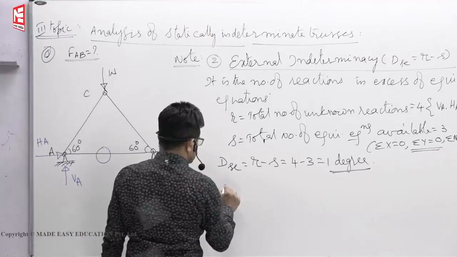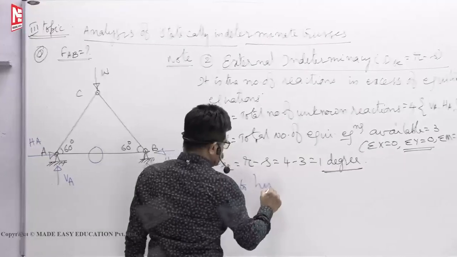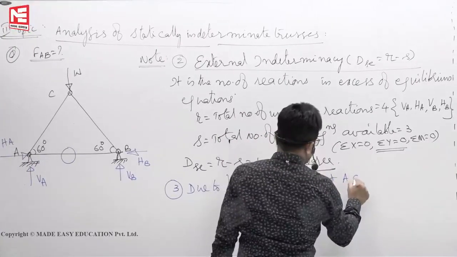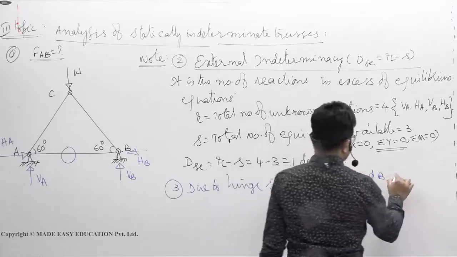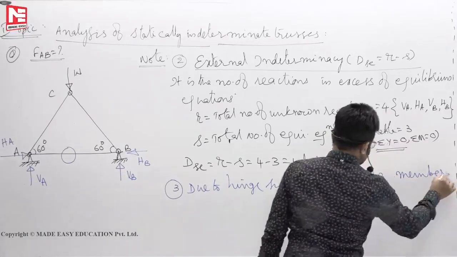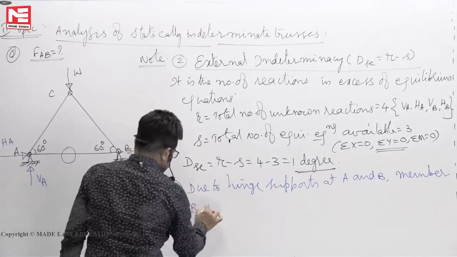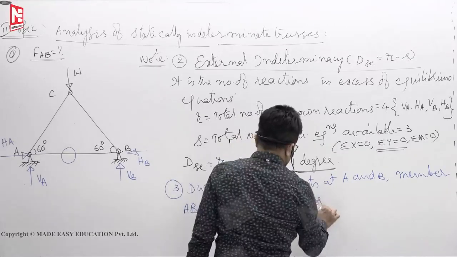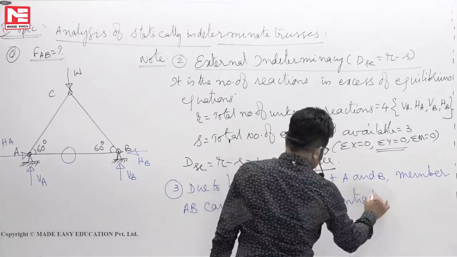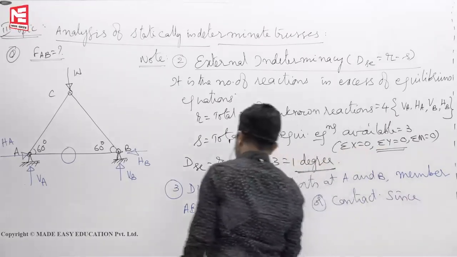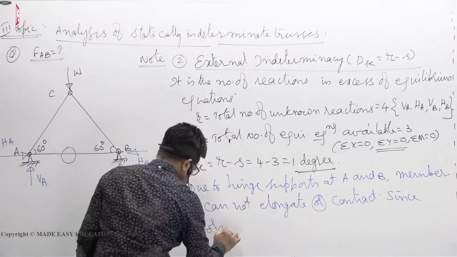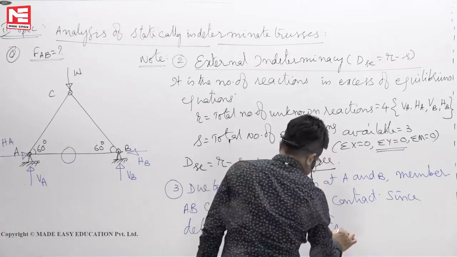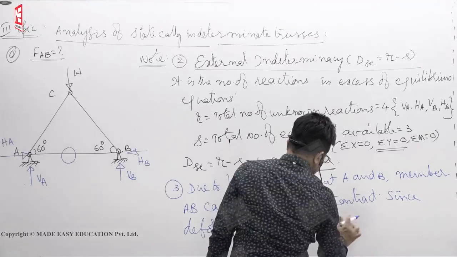So, due to hinge supports at A and B, member AB cannot elongate or contract. Since deformation is 0, force in the member AB is also 0.